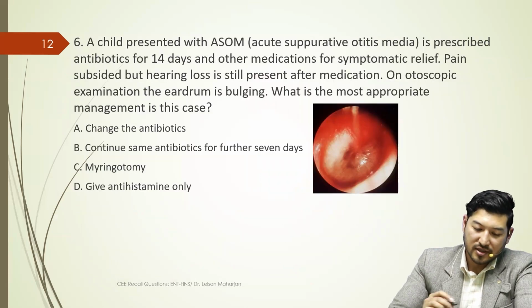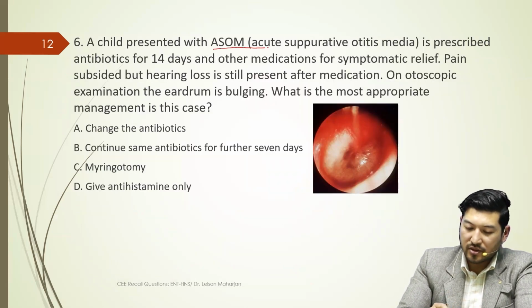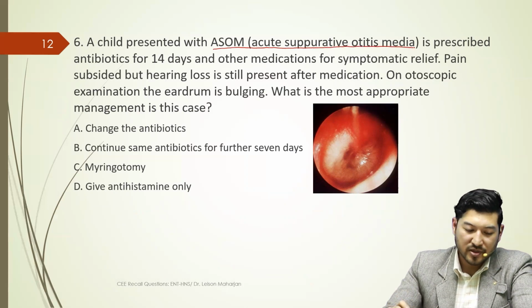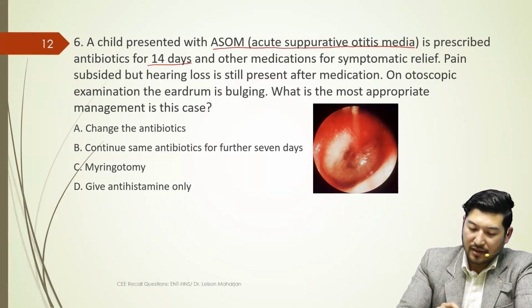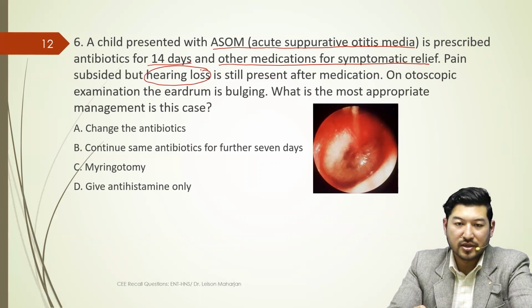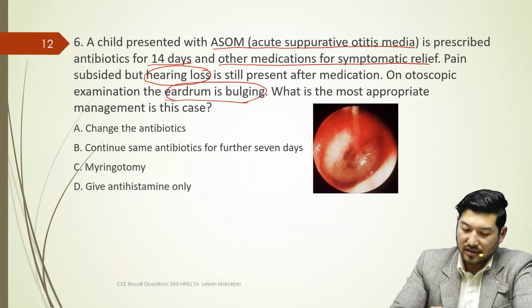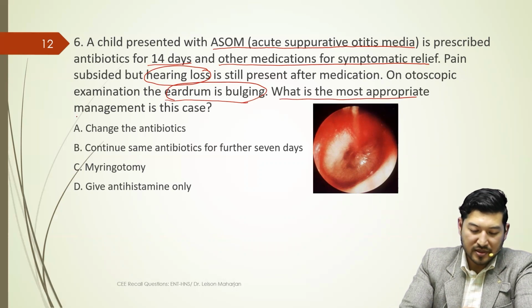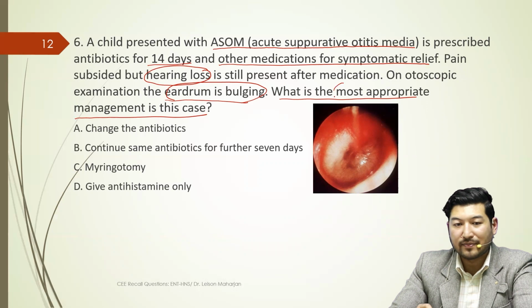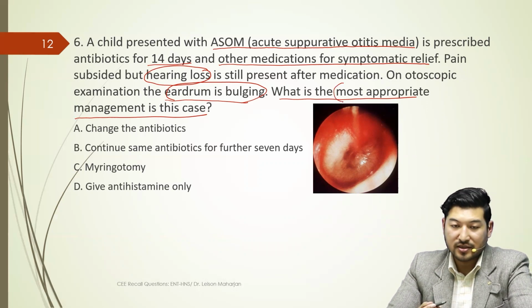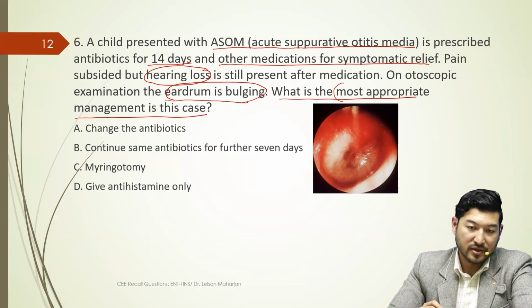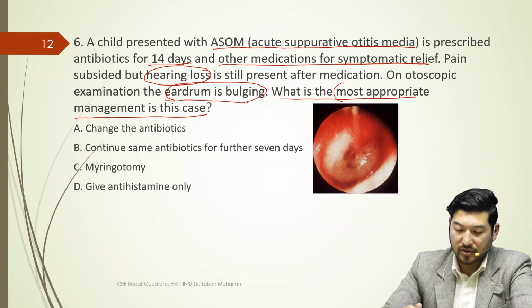The sixth question: a child presented with ASOM, or acute suppurative otitis media, is prescribed antibiotic for 14 days and other medication for symptomatic relief. Pain subsided, but hearing loss is still persistent. That means the medicine is not working properly. On otoscopic examination, the eardrum is bulging. So all these are the signs of acute otitis media. What is the most appropriate management in this case? Whenever we see words like most appropriate or most common, more than one answer can be true, but we have to find out the most appropriate. So we have to read the options properly.